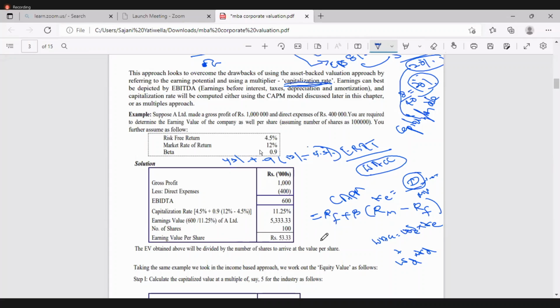Otherwise, we can use this kind of method if the information is given: capital structure, the corresponding cost is given, then we could estimate the weighted average cost of capital.